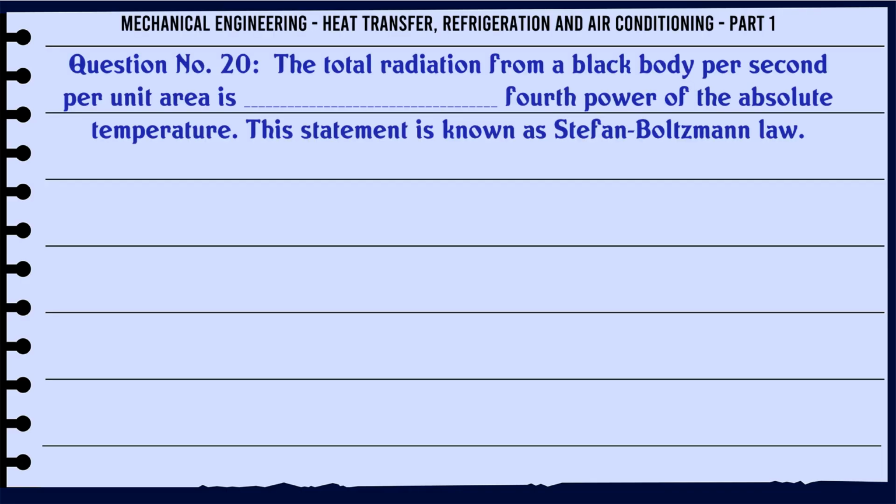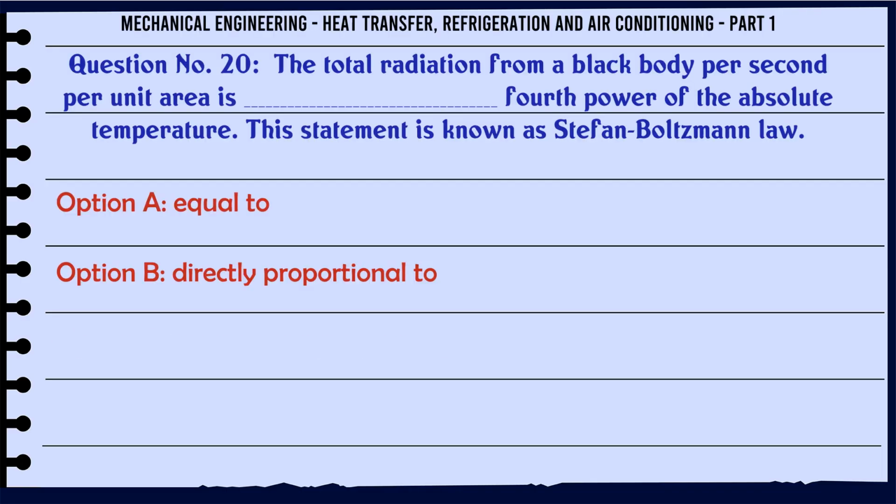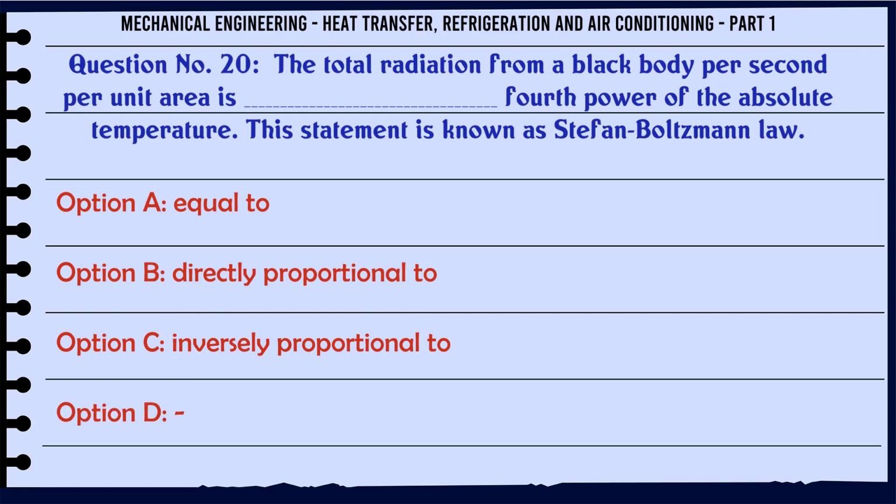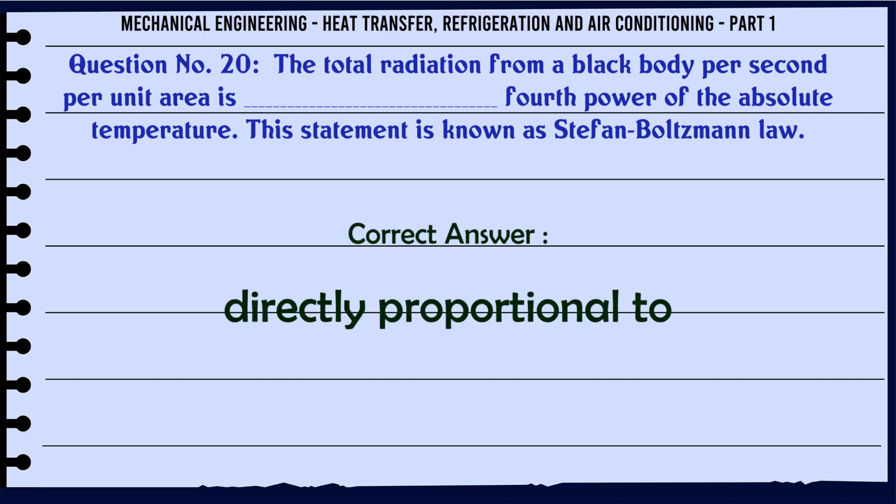The total radiation from a black body per second per unit area is fourth power of the absolute temperature. This statement is known as Stefan-Boltzmann law. A. Equal to, B. Directly proportional to, C. Inversely proportional to, D. The correct answer is directly proportional to.